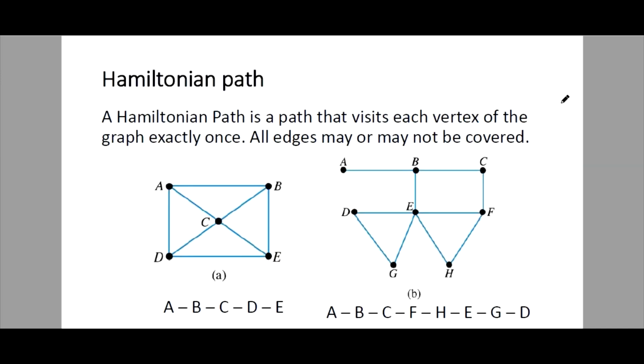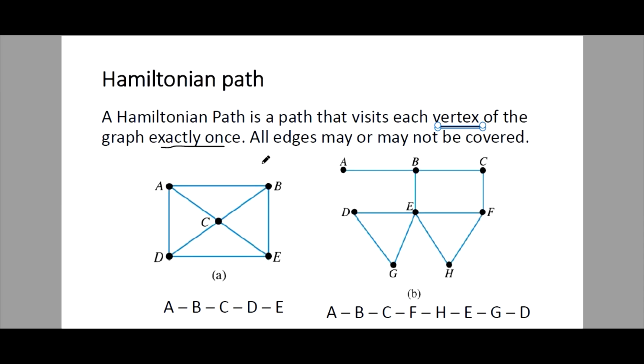Now, what is a Hamiltonian path? A Hamiltonian path is a path that visits each vertex of the graph exactly once. Take note, our main concern here is the vertices. Unlike in Euler graphs, where our main concern is the edges. So in a Hamiltonian path, all edges may or may not be covered. It's not a requirement that you should cover all the edges.